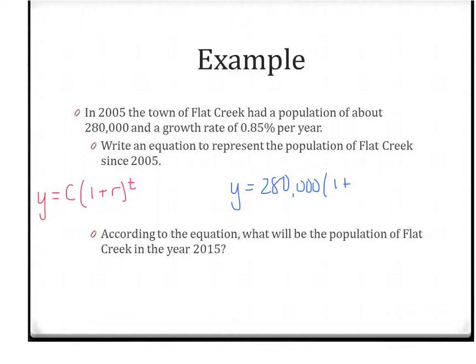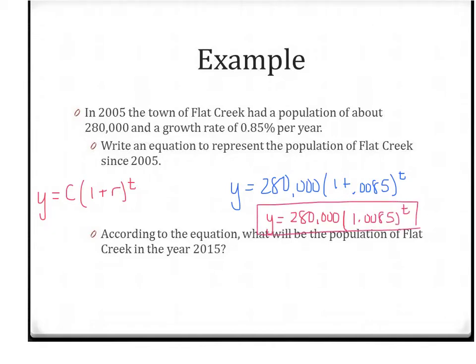So you divide that by 100, or move the decimal to the left, and so we get 0.0085. And t is going to be t still, not changing anything, because we're going to represent any number of years after 2005. And you're always going to simplify this. So we're going to actually put this as 280,000 times, in parentheses, 1.0085 to the t. So there's our equation for the first part.